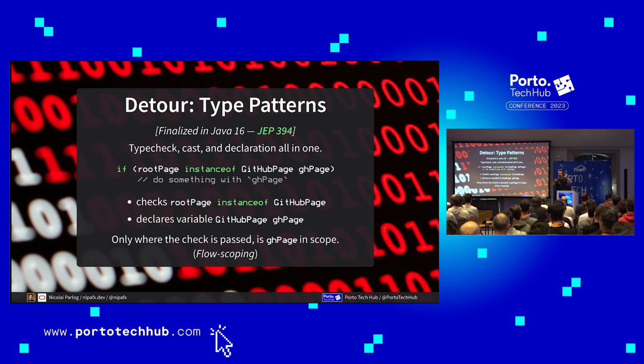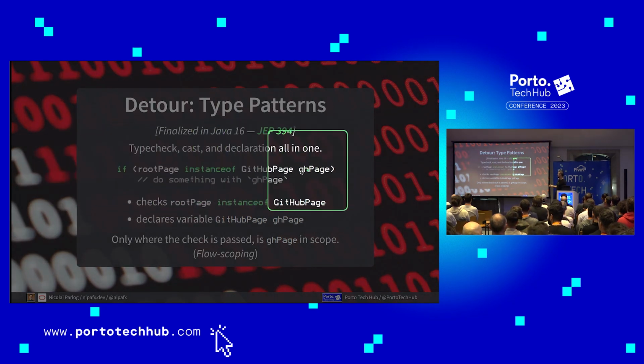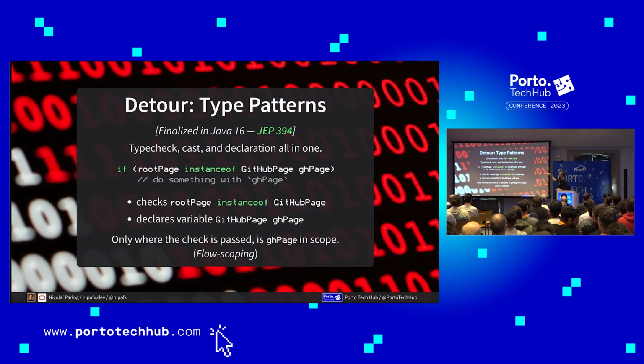And these three things, the check, declaration, and assignment, that's what patterns do. And so a type pattern does all this in one go. If the root matches a GitHub page, then declare a variable of type GitHub page with its name and do the cast. And only where the check is passed can I then use ghPage. Now, if you feel a cold shiver running down the spine because of all the instanceof checks, that's a good reaction. We're going to resolve that. Stick with me for a while.